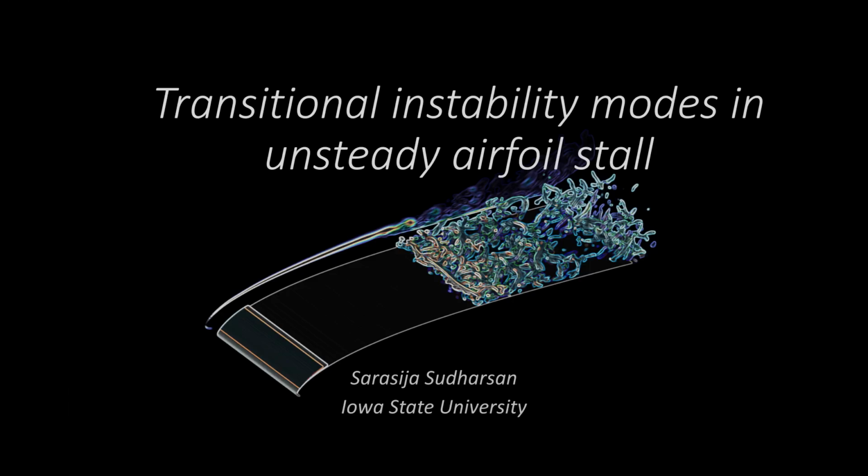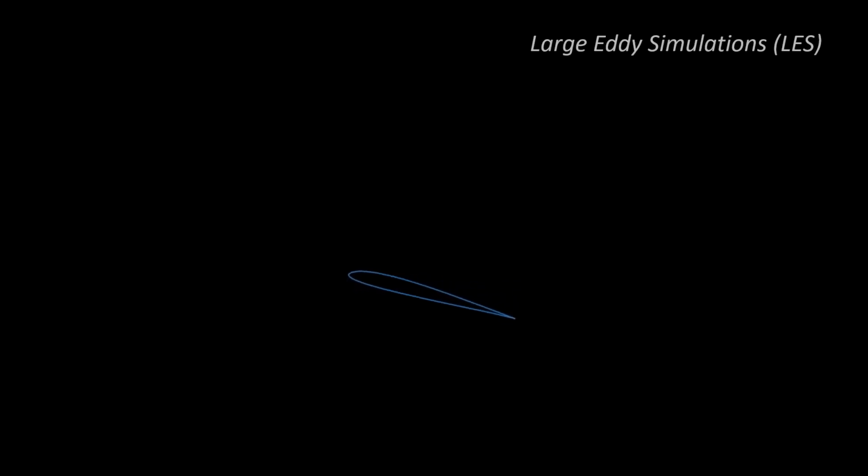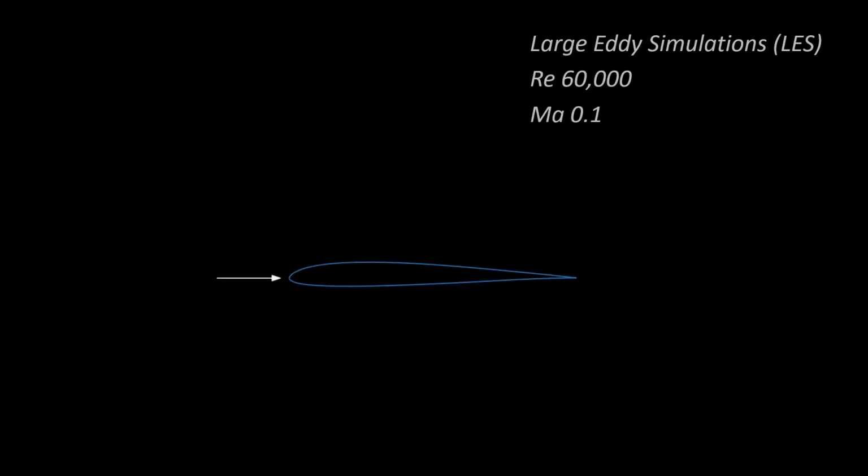This presentation showcases the simultaneous growth of two transitional instabilities in an unsteady airfoil stall simulation. These results are from unsteady, wall-resolved large eddy simulations of an airfoil pitched up at a Reynolds number of 60,000 in the incompressible regime. The visualization is presented in airfoil reference coordinates.